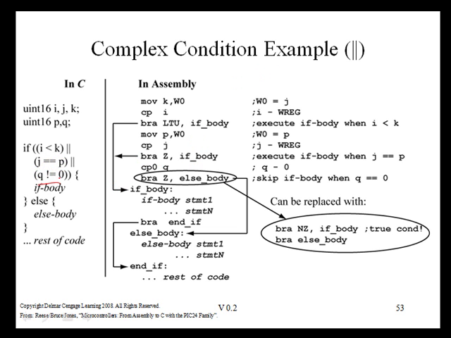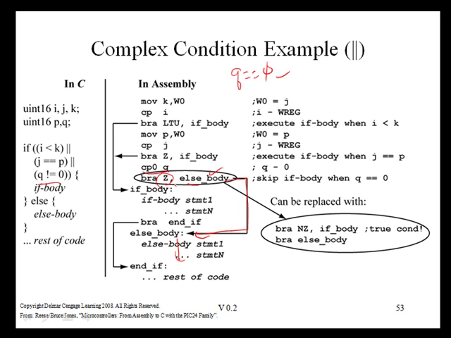For the last condition here, we're going to want to use the false condition because we're going to want to branch to the else body if this condition is false. So the false condition that we're checking is q equal to 0. So we're going to compare q to 0. If q is equal to 0, so we do branch on 0, we're going to branch to the else body and execute the else body.